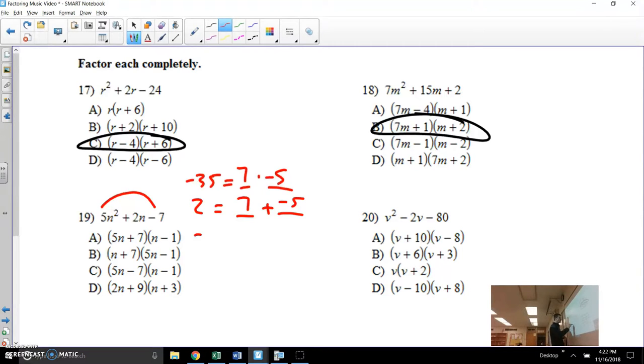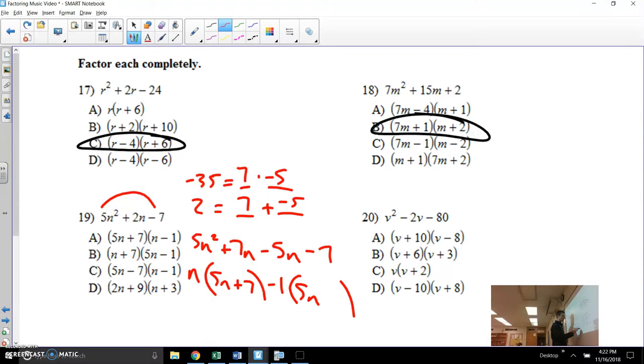So I'm going to go back in and separate the middle term using the 7 and the negative 5. I'm going to put an n on it so that if I wanted to put it back, it would still be 2n. I don't really want to do that because I'm trying to factor it. So I'm going to take out an n, get 5n plus 7, take out a negative 1, and you get 5n plus 7, sorry. So once you do that, 5n plus 7 is one of your answers. And then what you took out, this n minus 1, that's the other part. So this one's A.